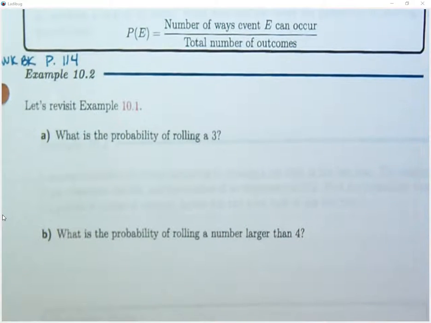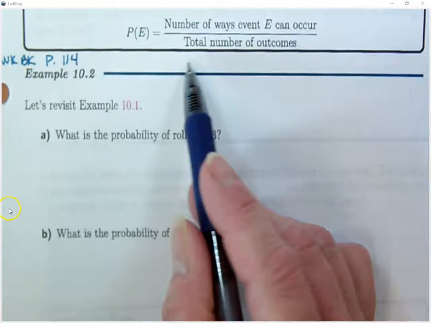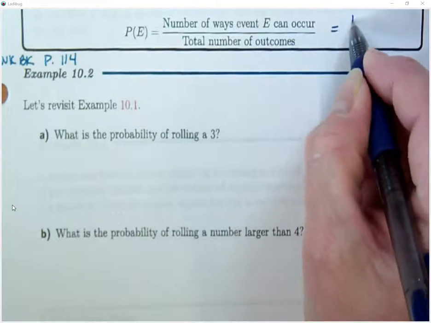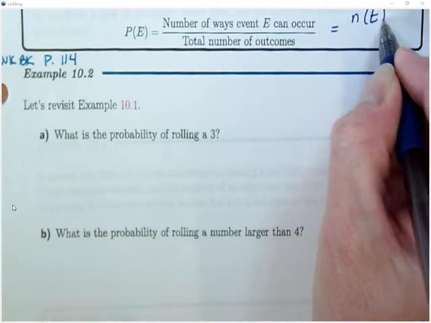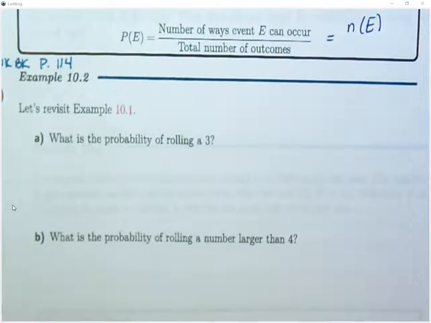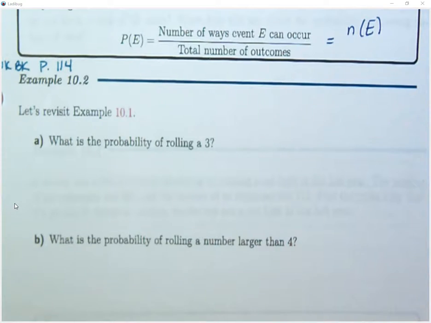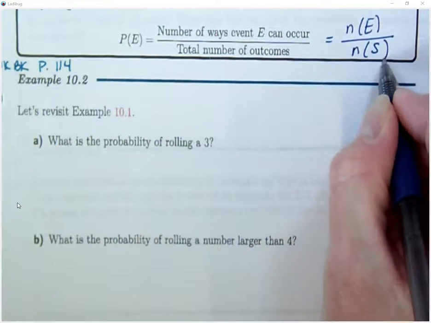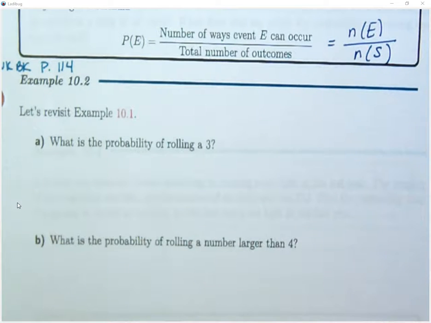So our probability is the number of ways event E can occur. So we can abbreviate that as number of E, and then over the total outcomes, which we could write as the number of the total sample space like that.